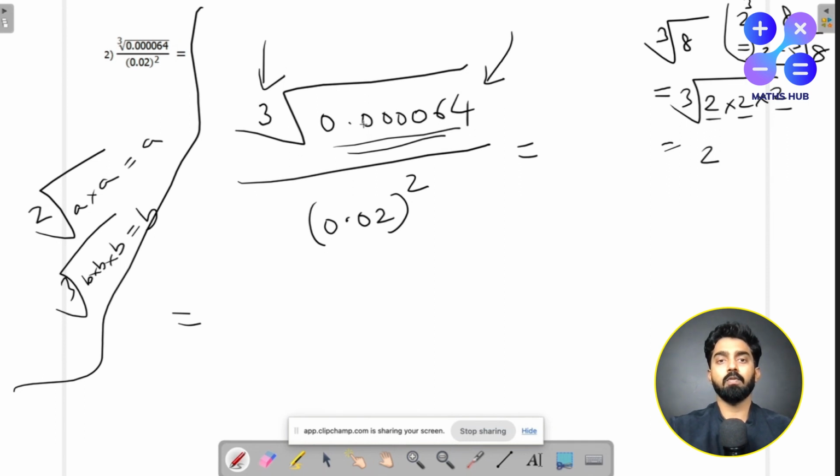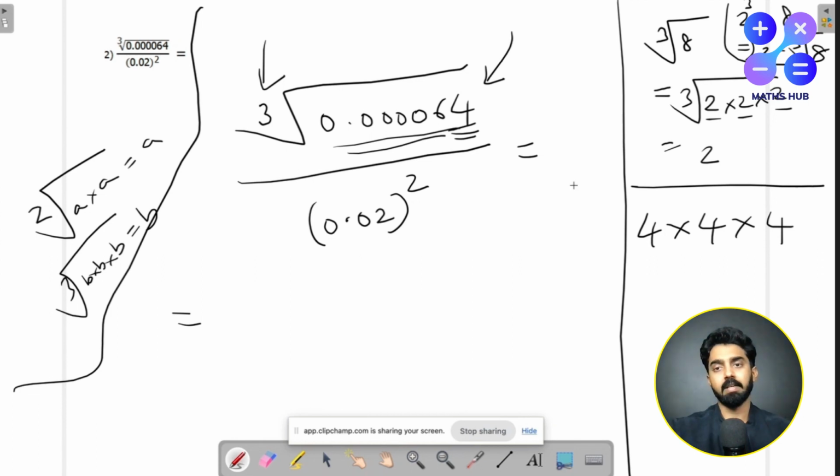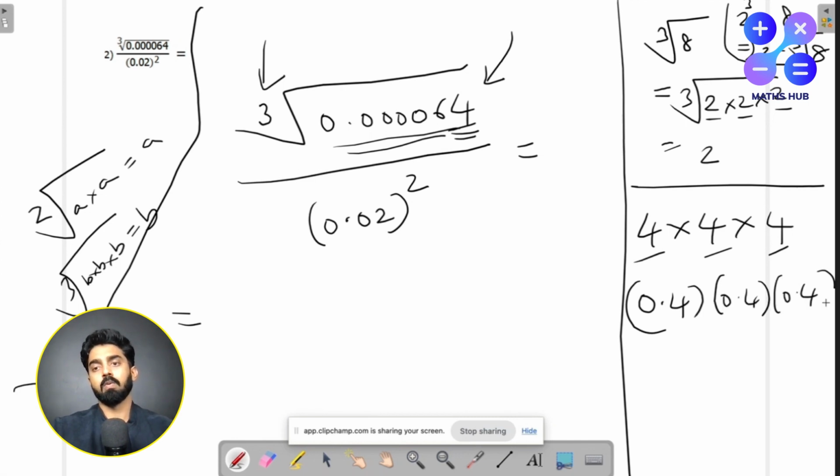So to do that, let's figure out what this can be. So 64, what is 64? Does that give you any clue? So the clue is that 64 is basically 4 times 4 times 4. You need to understand this, or you need to probably recall this. This comes with practice, right? So if you recall that 64 is 4 times 4 times 4, you know that this has something to do with number 4. So what happens if you have 0.4 times 0.4 times 0.4?